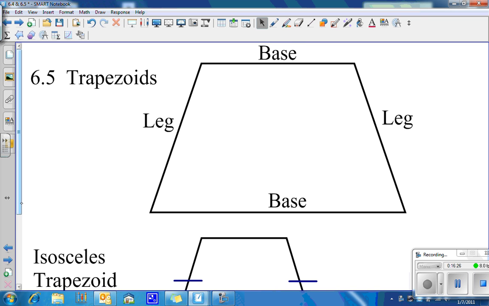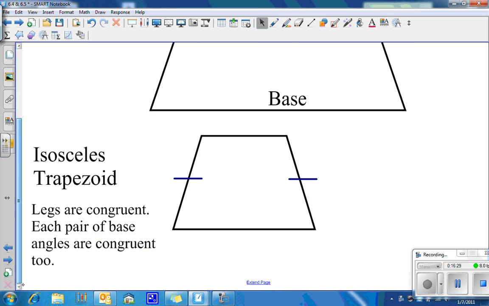There's a more specific type of trapezoid called an isosceles trapezoid. That means the legs are the same length. You're going to have to know these and be able to recognize them. Also, the base angles: the top base angles are the same, and the bottom base angles are the same. That only works with an isosceles trapezoid. What does isosceles mean? Isosceles means at least two sides are congruent.